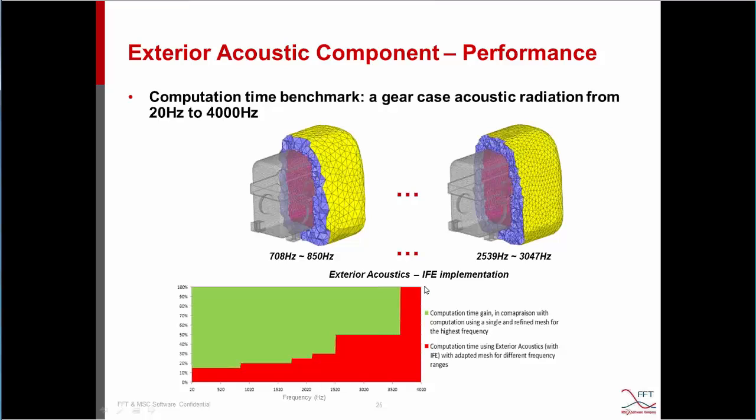One frequency will take a certain amount of time to be solved, which is this amount of time here, and then it will take the same amount of time to solve all the frequencies of the frequency range. Whereas when using exterior acoustic components with the adaptivity, you can see that each time the mesh is changed, the computation time reduces. Actually, in this particular case, I was able to run the model with exterior acoustic components 3 times faster than the traditional model. So it's a very big gain in performance.